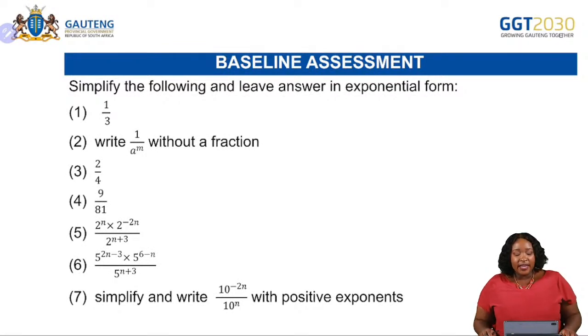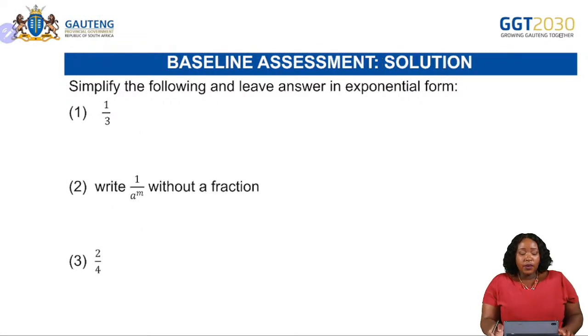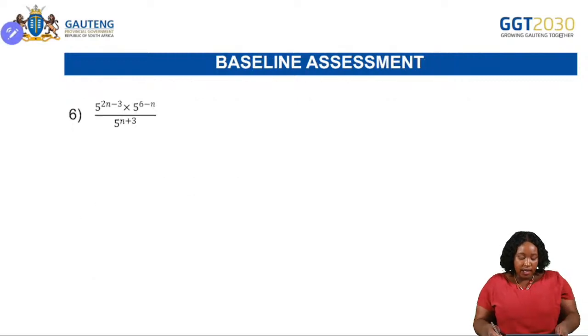Welcome back, grade 9 class. I had asked you to do number 1, 2, 3 and 4, right? We are going to start off by doing the solutions for those before we move on to number 5, 6, and 7, all right? Now let's look at the first one. It says simplify the following and leave your answer in exponential form.